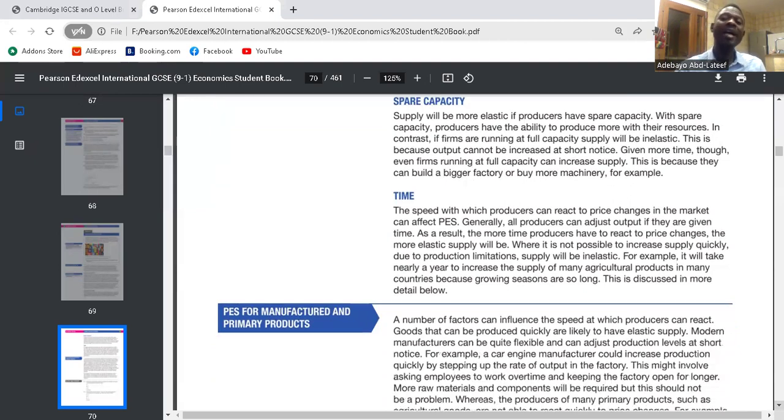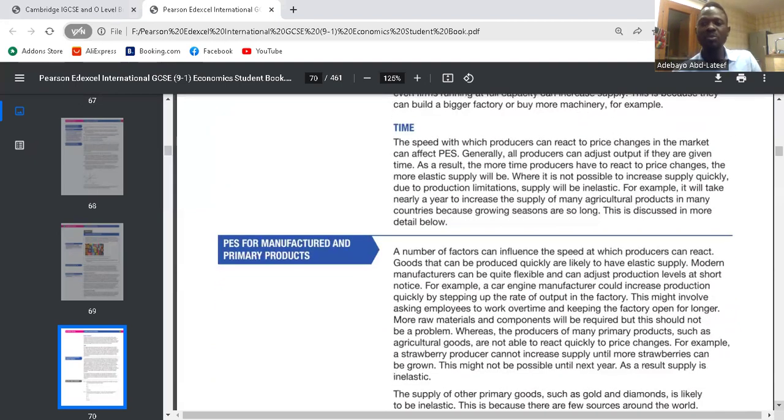Is it clear? The fourth one: time. The speed with which producers can react to price changes in the market can affect PES. So the time with which we can respond to changes in price can also have effect on price elasticity. So basically, in a short time, things are difficult to change. But in the long term, things are easy to change, because in the long term, all resources, all factors of production, are variable.